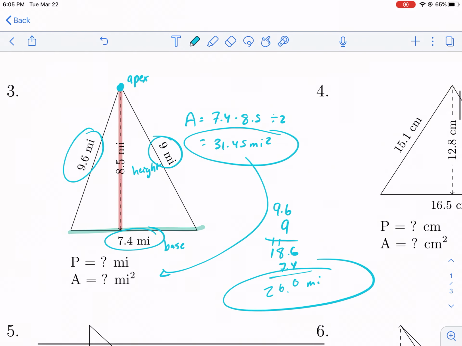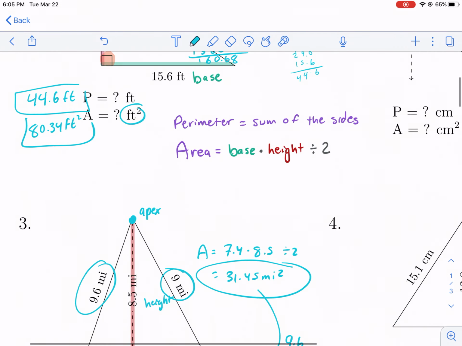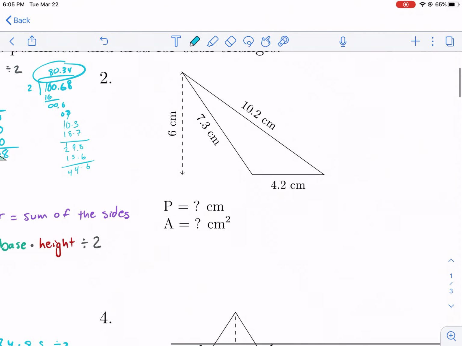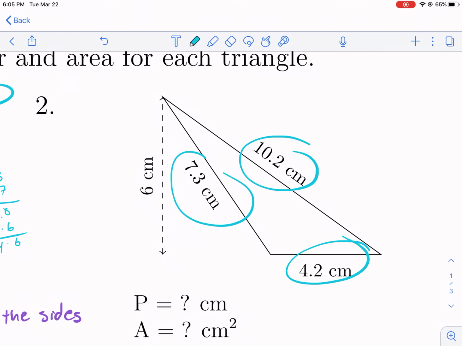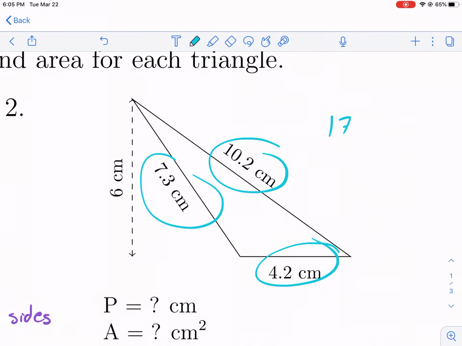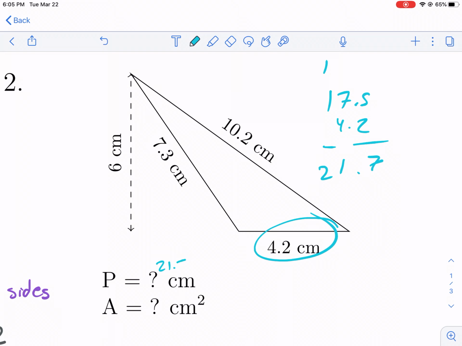Okay, so this one's pretty straightforward. Right triangle is pretty straightforward. Acute triangle is pretty straightforward. It's obtuse that are a little weird. Okay, and let me show you how to do it real quick. So first off, perimeter. Again, perimeter, you're just going to add up all 3 of these. That takes us to 17.5 with the first 2, and I add 4.2 on there, and that's 21.7. So 21.7 is my perimeter, all right?